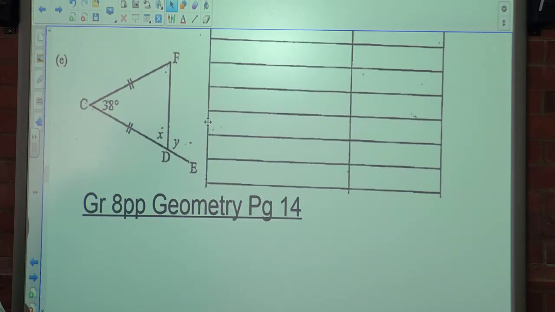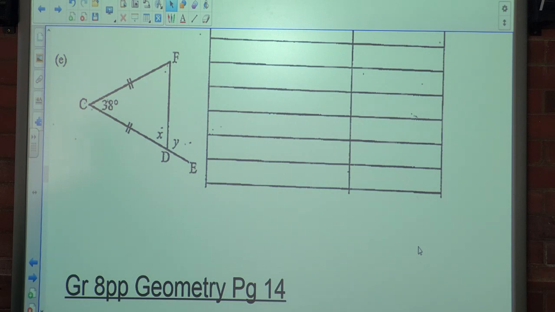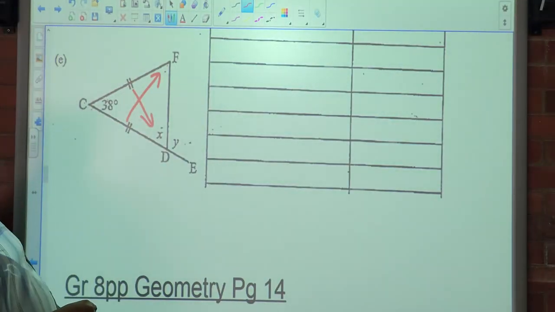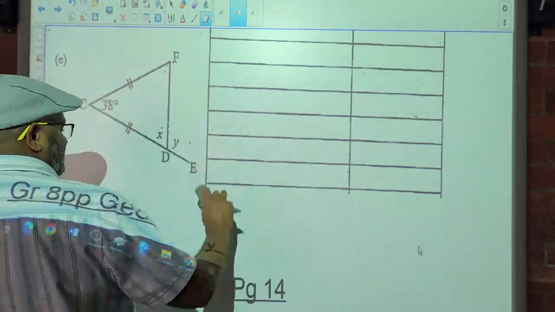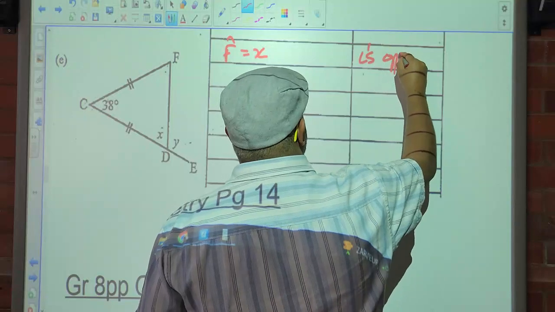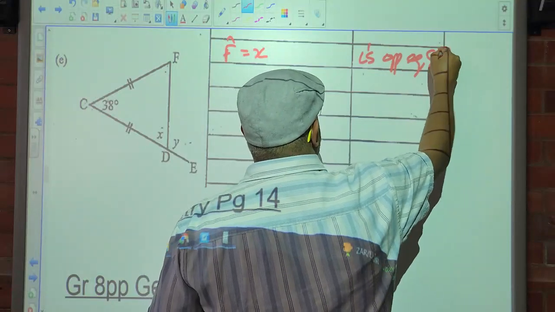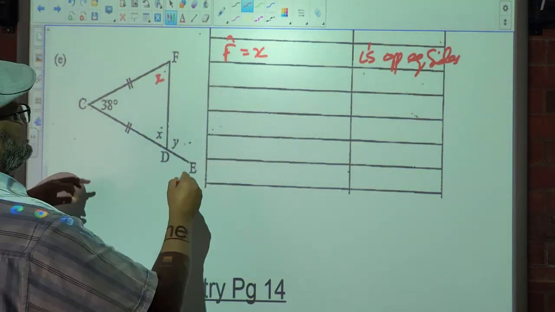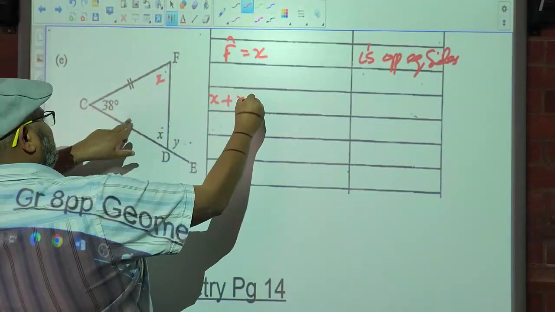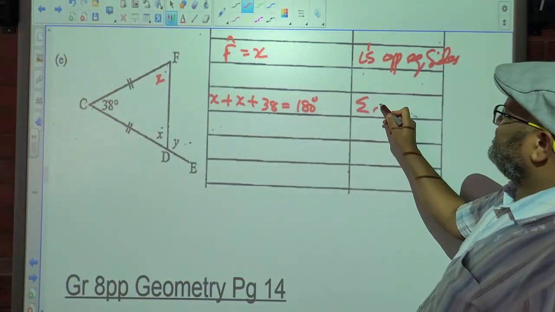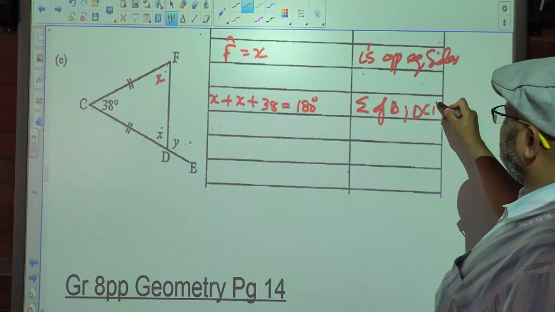Let's look at E. Where do we start here? Angle F is equal to X, not so? And why is angle F equal to X? Angles opposite equal sides. The X. Now what? Sum of triangles. So it's X plus X plus 38 equals 180. Why? Sum of triangles. It is triangle CFD.